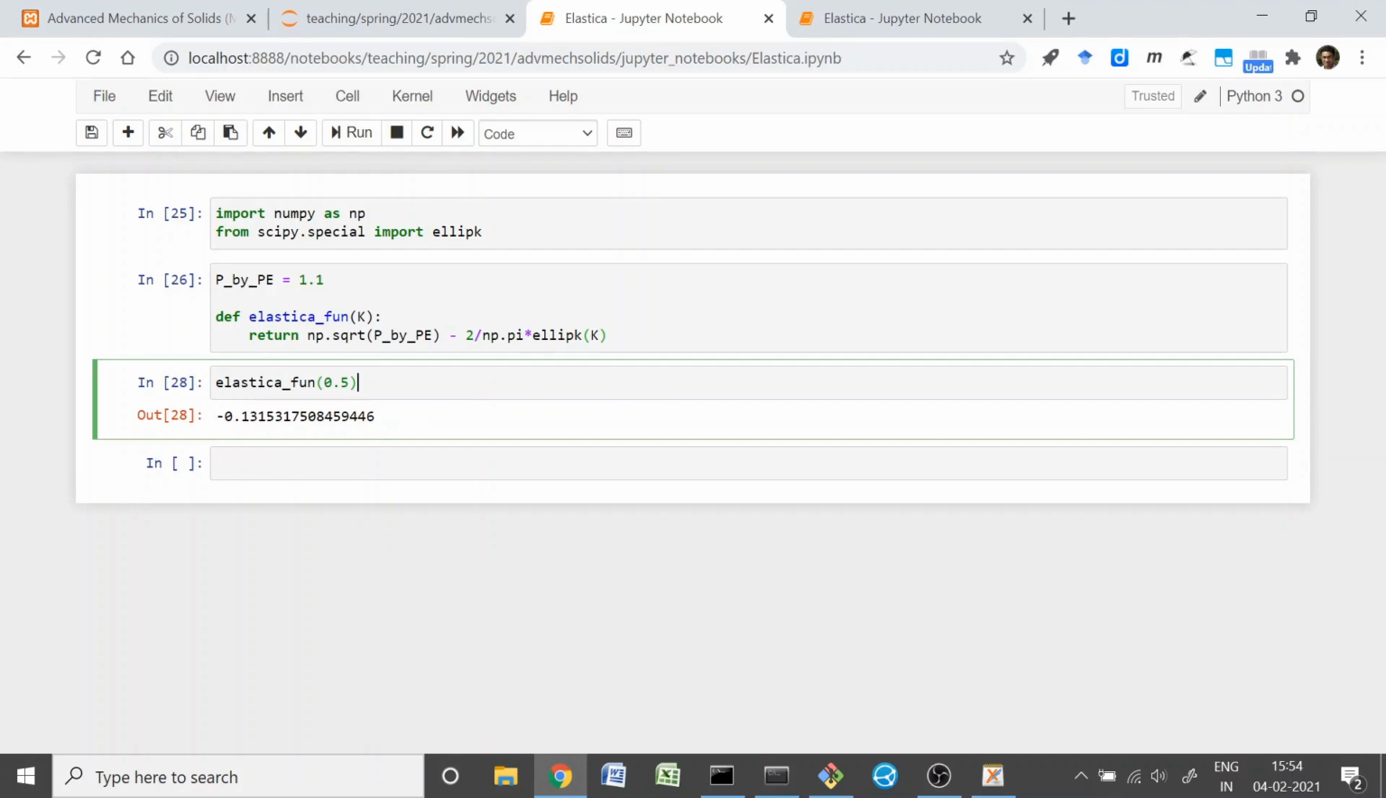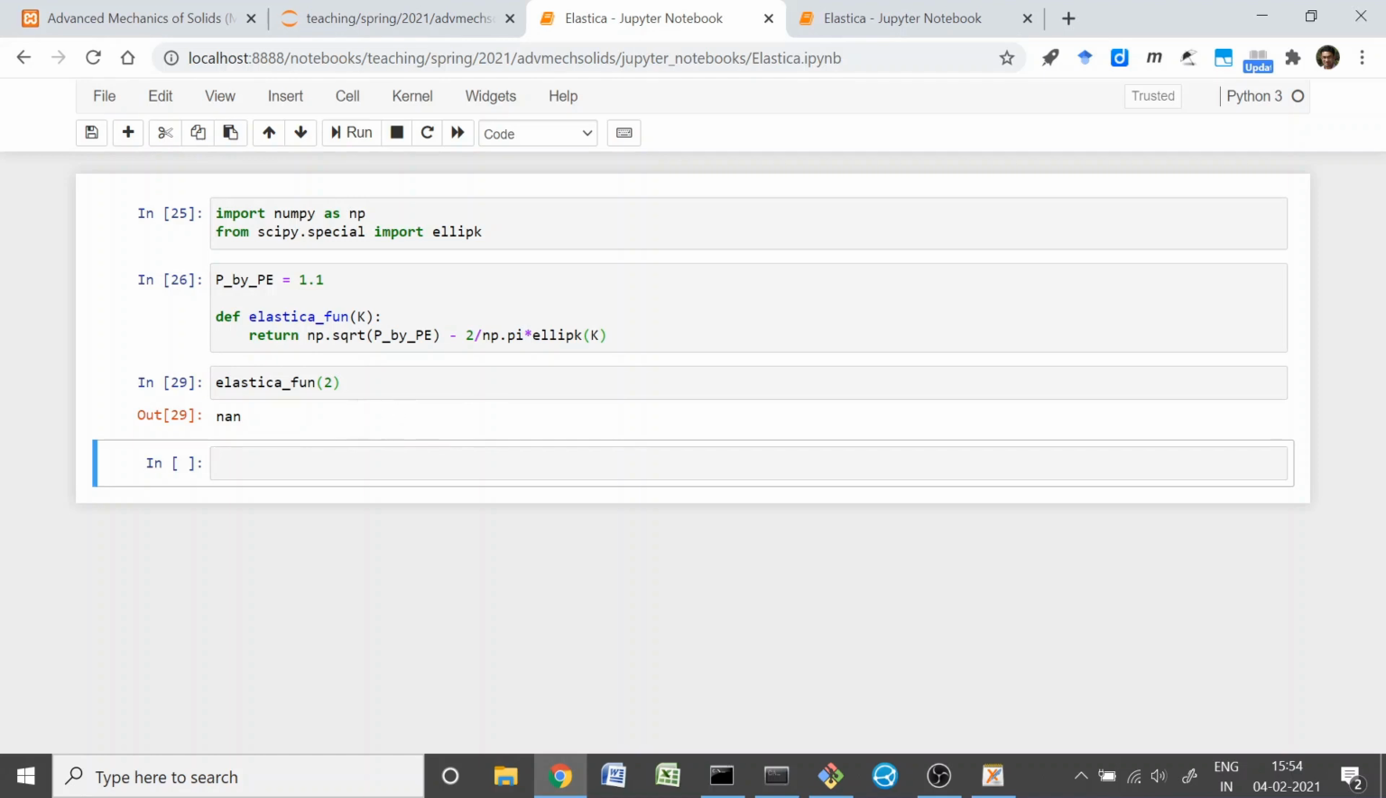Now suppose we do give this some value greater than 1. Let's say we give it 2. Now you see that this is not a number, because of course k is defined in such a fashion, and this elliptical integral is also built up in such a fashion that this is a non-admissible value. Okay, so we'll just keep it like this.